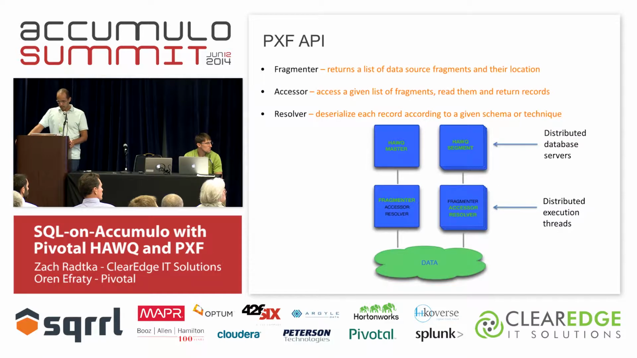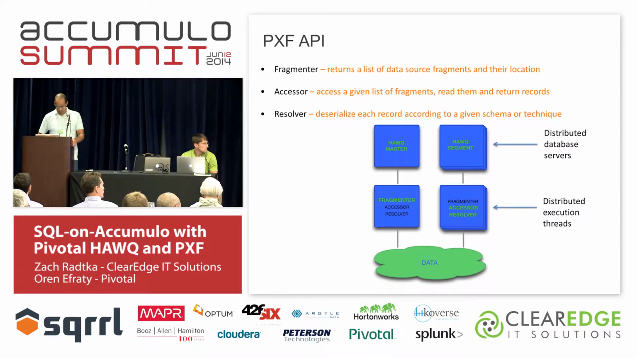HAWQ query execution is divided in two high-level steps, the planning and the execution. The master process does the planning, while the execution itself runs in parallel on multiple segments. In the context of PXF, the connector fragmenter will get invoked by the master during the planning stage, while the accessor and resolver are invoked during the execution stage by multiple segments in parallel.